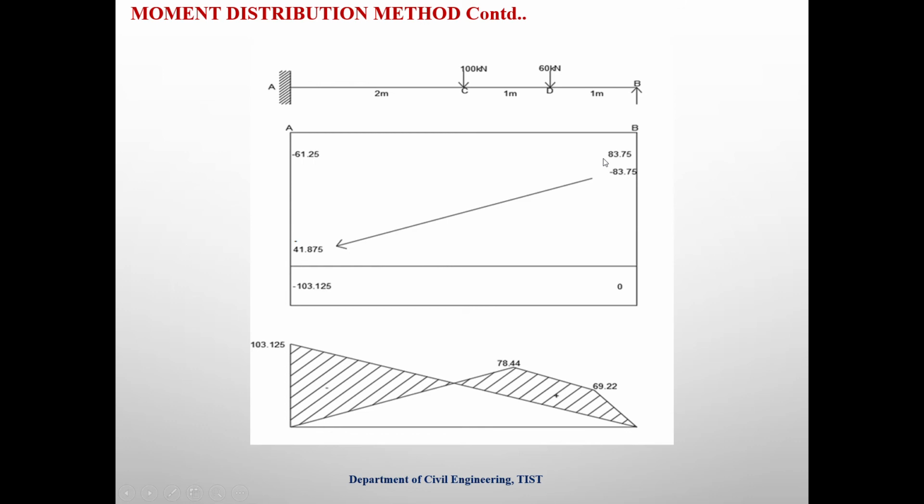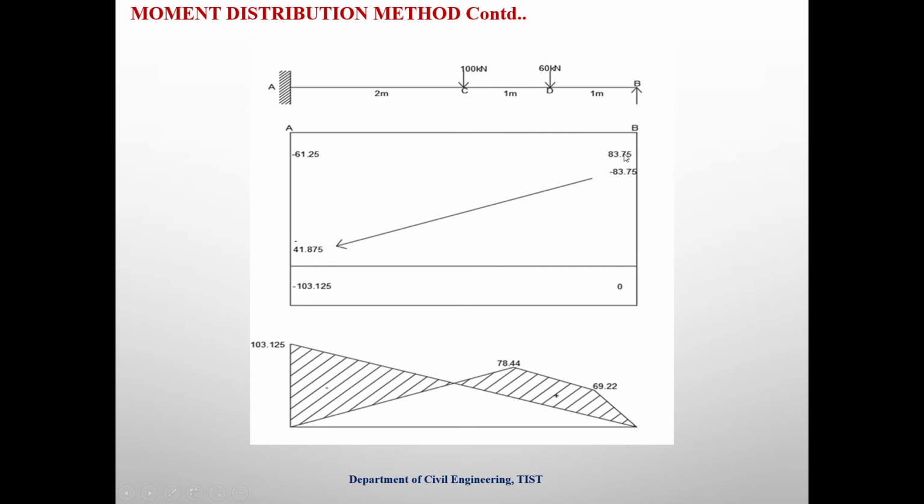Here the end supports are A and B. Check the support A. Since the support A is a fixed one, there should be some moment. So here there is also a moment. That means there is no problem. In the case of B, since it is a simply supported one, the moment at that particular joint should be equal to 0. But here we are having some value, 83.75.